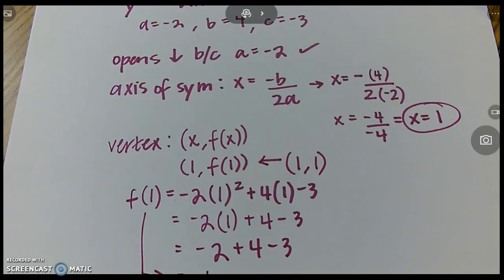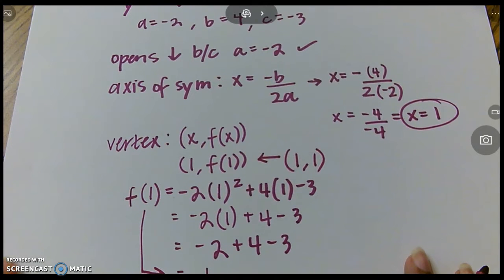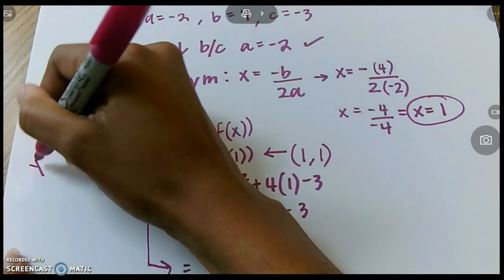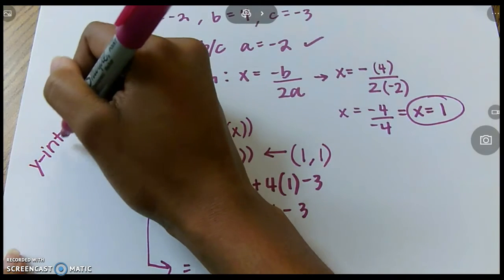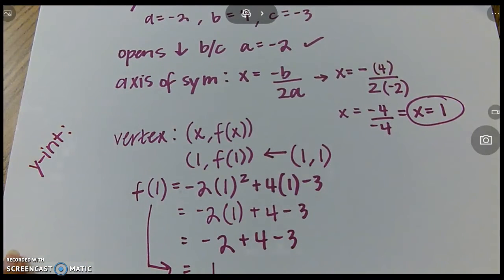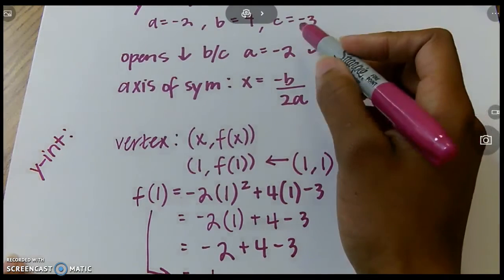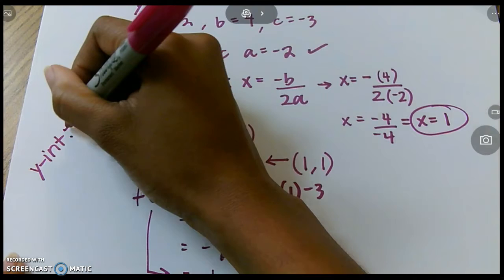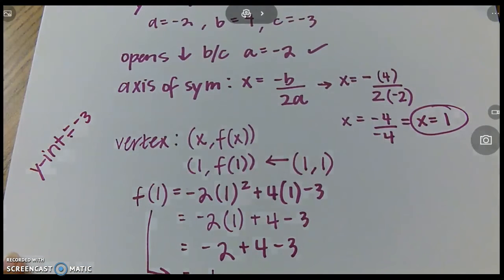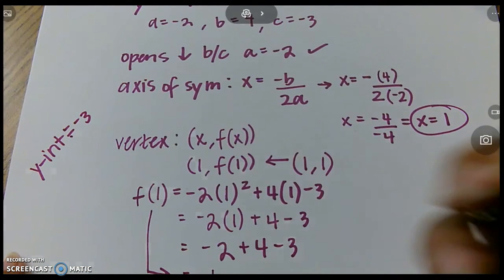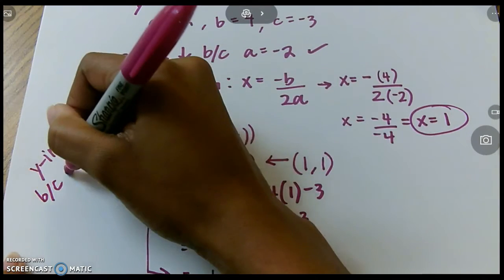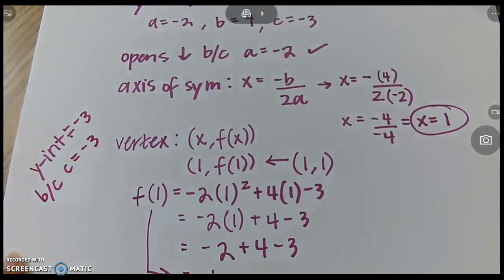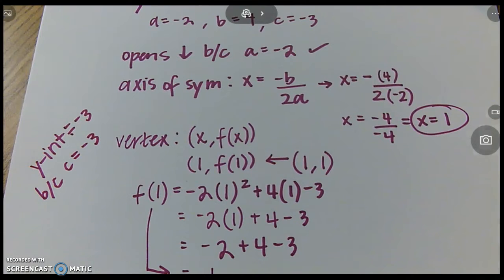Okay? Also, you need to find out what your y-intercept is. Your y-intercept is always going to be equal to your c value. C in this case is negative 3, so your y-intercept is equal to negative 3, and you need to justify your answer. Why is it negative 3? Because c equals negative 3. And so that is how you find your properties.